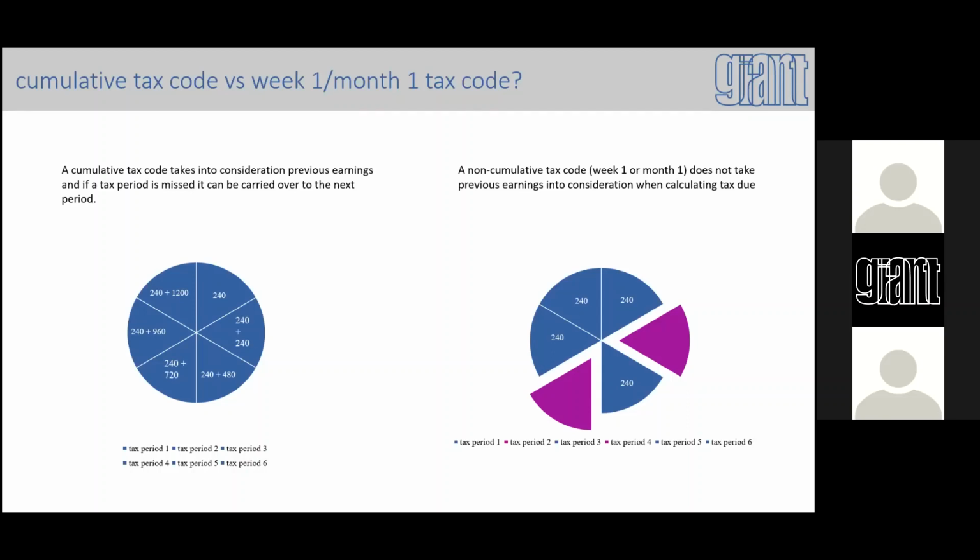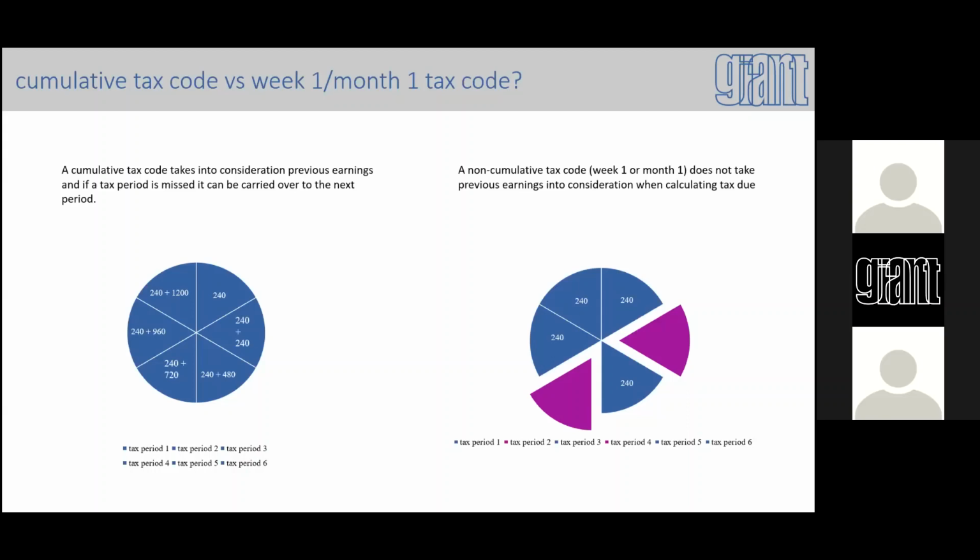So, for example, if you were to miss payroll for one week, the unused tax allowance will carry over to the next week. Referring back to the diagram, the first week's tax allowance of £240 was not used. So for the following week, it is added to the tax-free total. If the tax allowance is not used again, the cumulative allowance of £480 plus the current week's tax-free allowance comes into play.